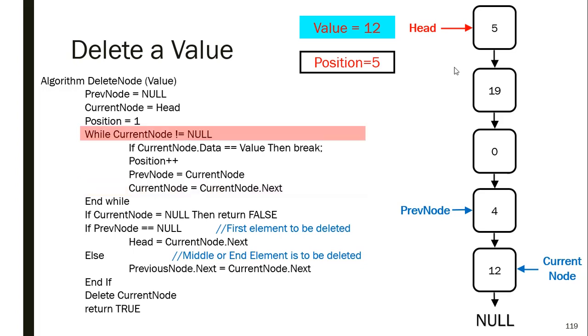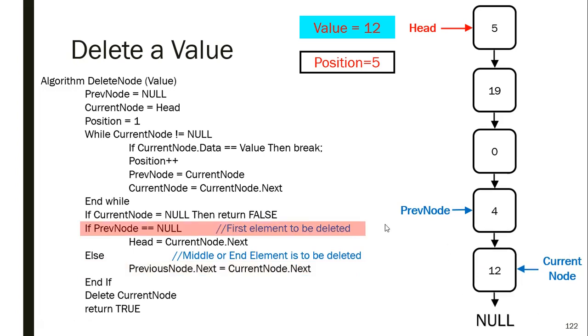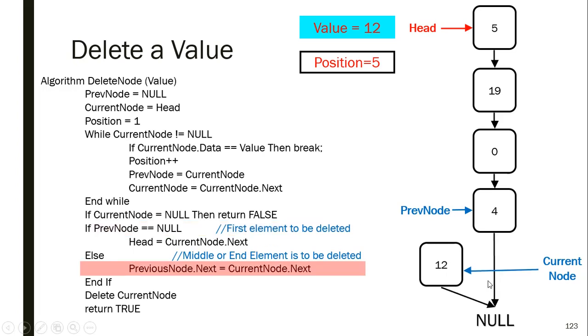Now the condition is still true, and here is a match, 12 is equal to 12, so we are going to break. We haven't reached the end of the strings, so it means we will not return false. Now, is previous equal to null? No, previous is not null, it's pointing towards this node 4, so we will go to the else portion. And what is the else portion? We are going to delete this node, so 4 will point to null and this 12 will vanish. So 4 will point to null now.